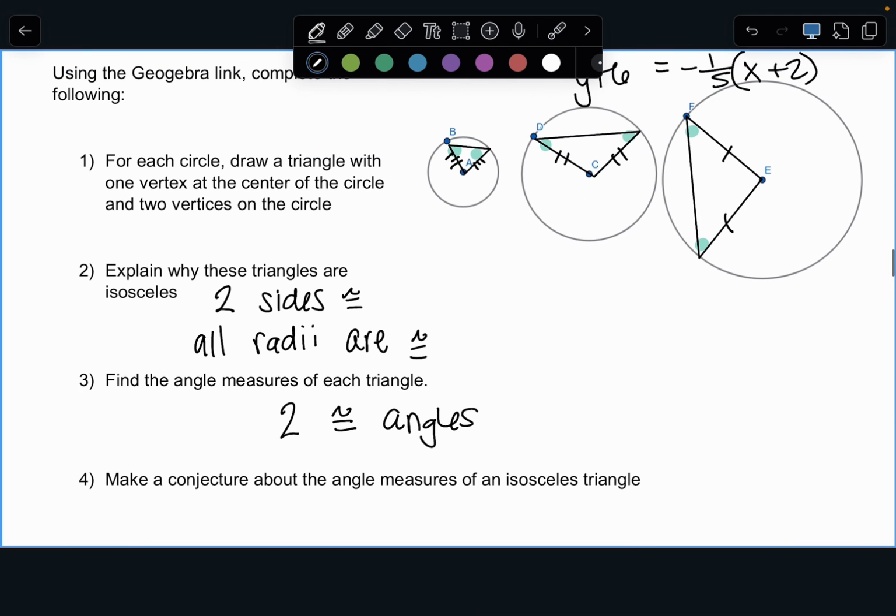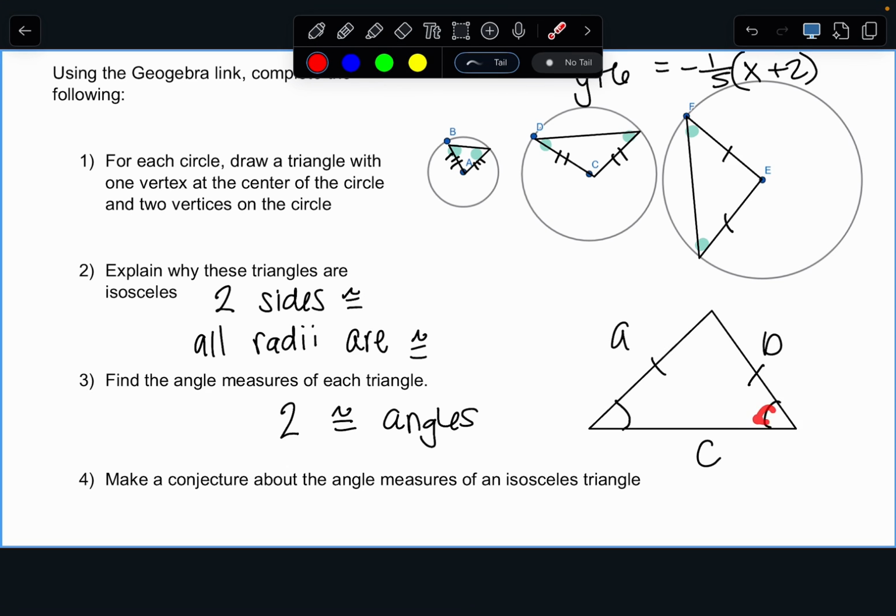Real quick, this is what we discovered again. We have a triangle, it's isosceles, and we found that those 2 angles at the bottom were congruent. Does anyone remember what the word opposite side or opposite angle means? If I label this side A, side B, side C, and I said, what side is opposite of this angle, what would you say? Yeah, A. It's directly across. And opposite of this angle is B. So in general, opposite of the 2 congruent angles were the 2 congruent sides.